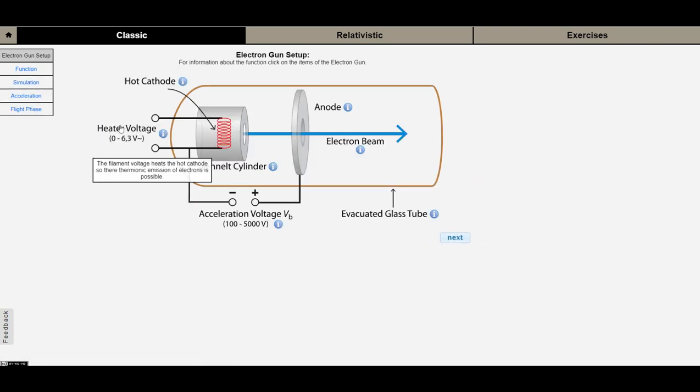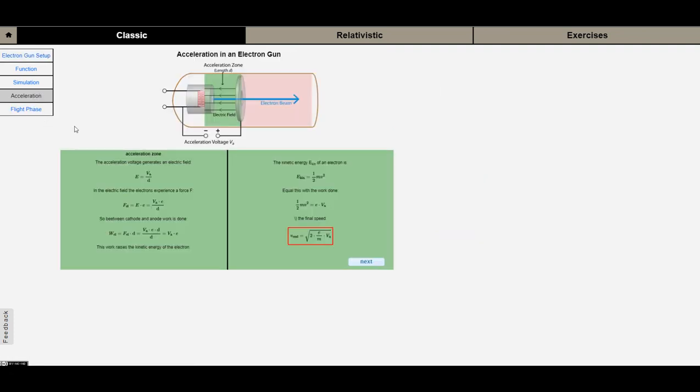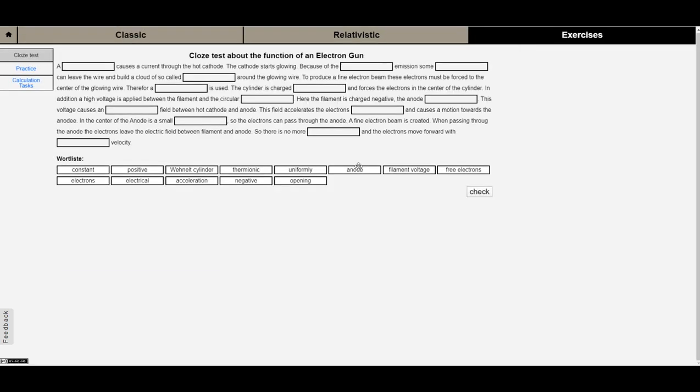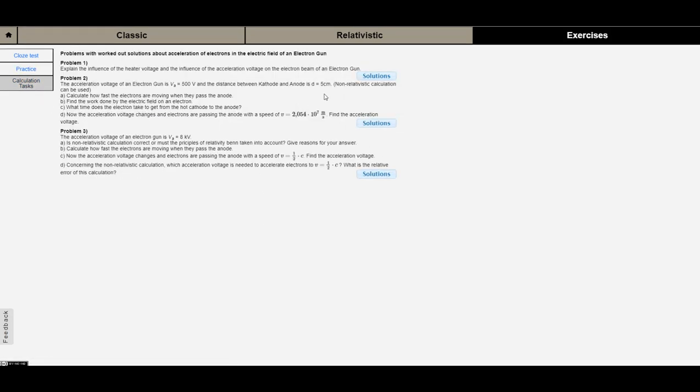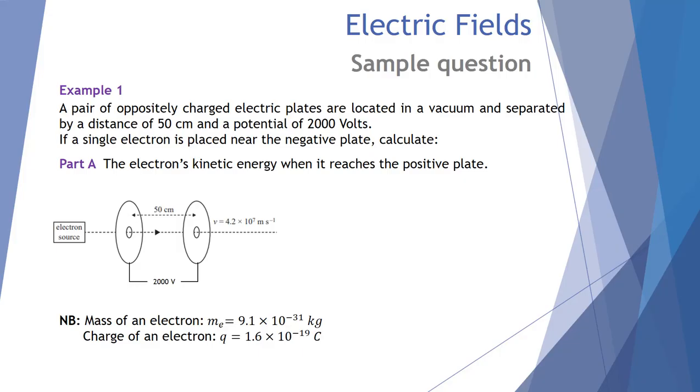Here we have the basic components. We can look at the acceleration side of things. There we go, some theory as well. And we can also have a look at some exercises, some problem solving as well. So if people wanted to have a close look at the electron gun, try their skills, there's some definitions to fill in. There's some practice work as well, and more about the labeling of the electron gun, and also there's some calculations that we can have a look at that show solutions as well. Let's look at some examples.